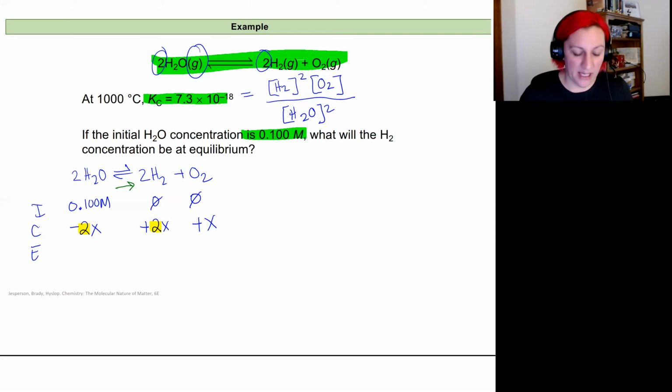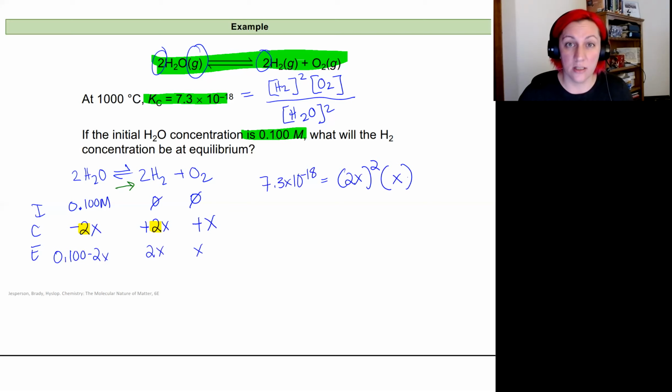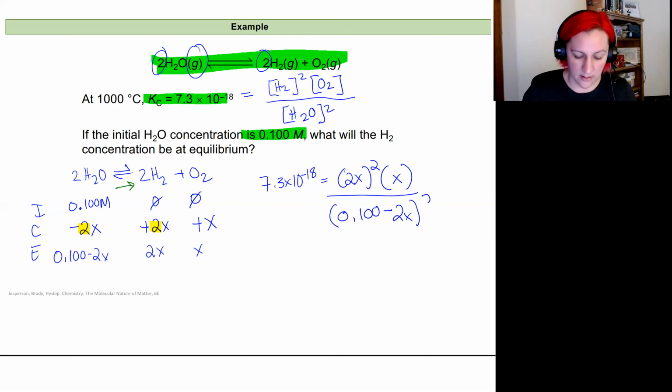And now I'll write out what my equilibrium concentrations will be. I'll have 0.1 minus 2x, I'll have 2x, and I'll have x. All right, so this is pretty standard so far. Now I'm going to plug these into my equilibrium expression. So I've got 7.3 times 10 to the negative 18th, absurdly small, equal to the hydrogen concentration first, so that's 2x, and it's squared, times x, which is not squared, it's just to the power of 1, all divided by my water concentration, which will be 0.100 minus 2x, squared.